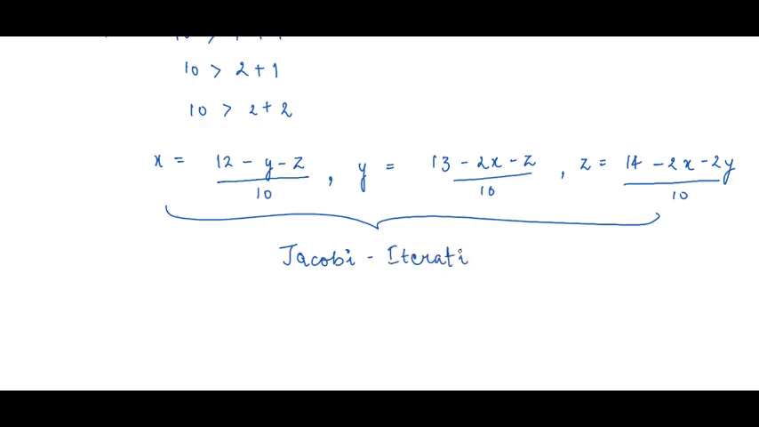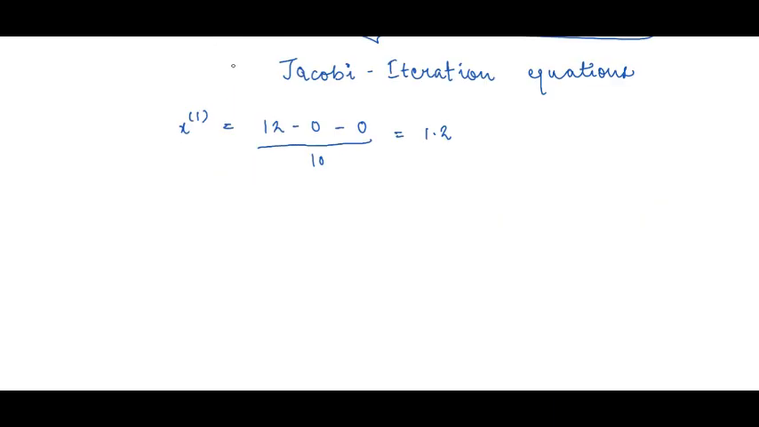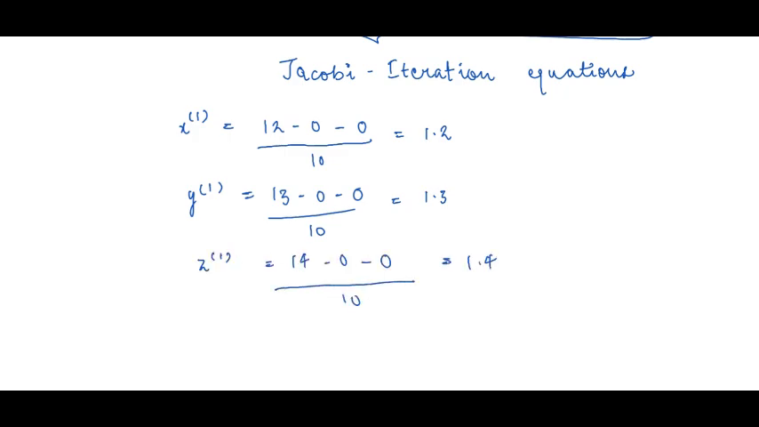We have already chosen the initial approximation. So now just substitute the values from the 0th iteration. So we get x1 as (12 minus 0) divided by 10 equals 1.2. Similarly, we get y1 as (13 minus 0) divided by 10 equals 1.3. And hence, z1 becomes (14 minus 0) divided by 10 equals 1.4.